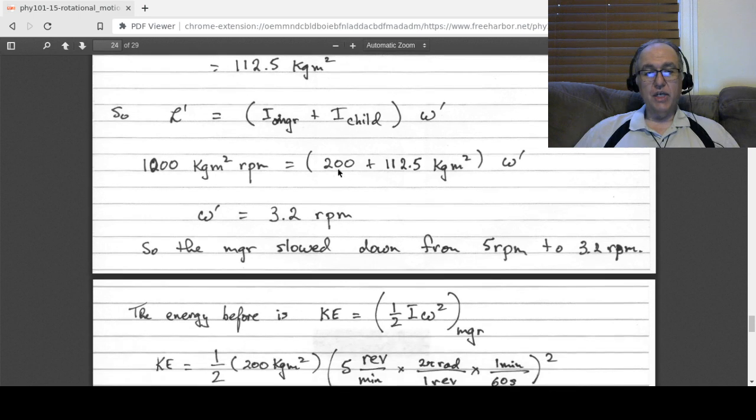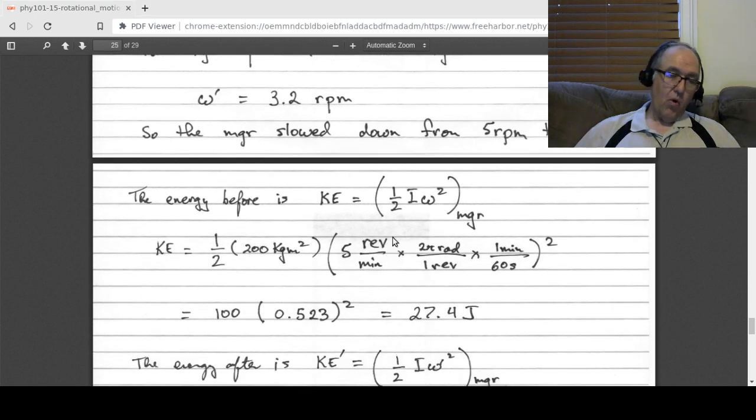Okay, now the energy before is just the energy because of the rotating merry-go-round.